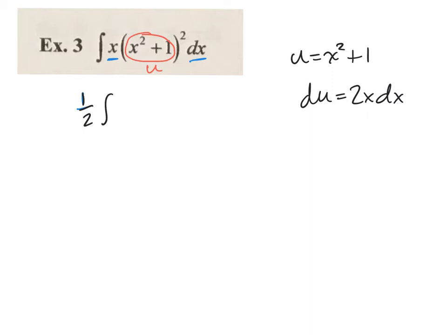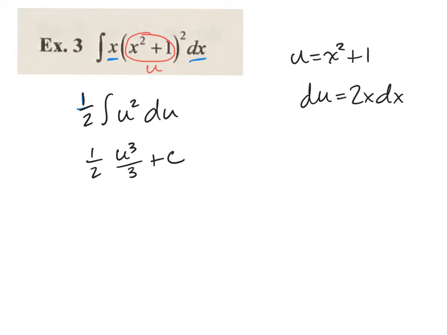So we'd have 1/2 the integral of, we're going to replace x squared plus 1 with u, so that would be u to the second, and then x dx is being replaced with du once we remember to multiply the whole integral by 1/2 to account for this extra factor of 2. All right, so then finding the antiderivative, we'd have 1/2 u to the third all over 3 plus c.